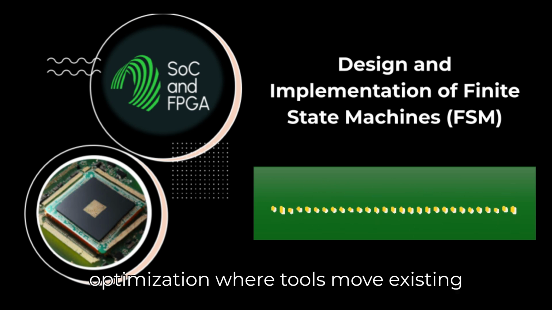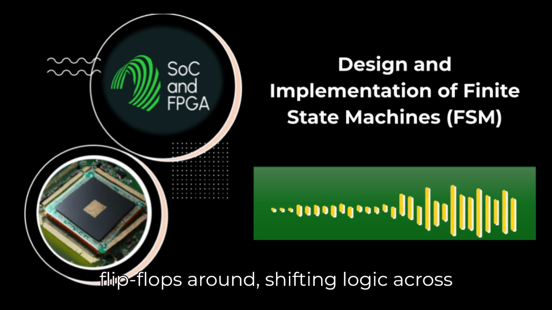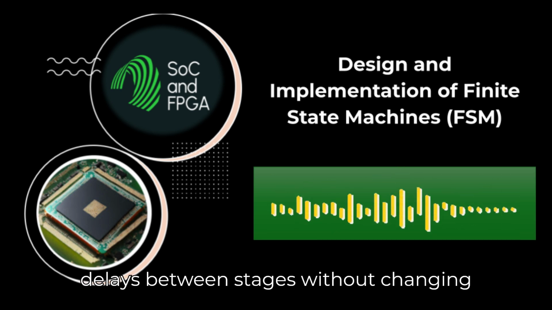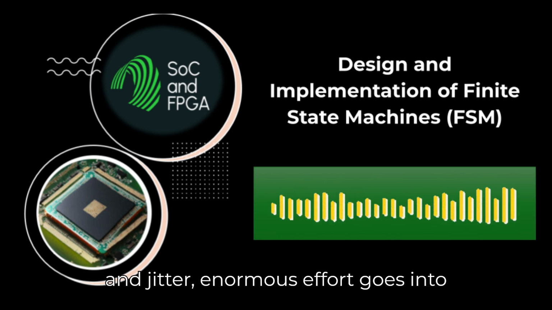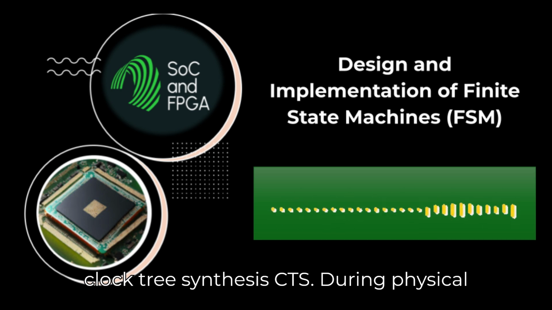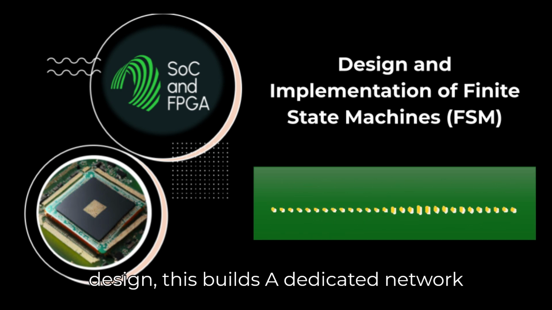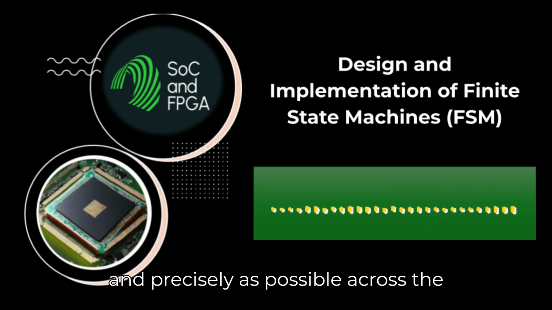Retiming is a more advanced optimization where tools move existing flip-flops around, shifting logic across register boundaries to better balance delays between stages without changing the functionality. And for clock skew and jitter, enormous effort goes into clock tree synthesis, CTS, during physical design. This builds a dedicated network to distribute the clock signal as evenly and precisely as possible across the entire chip.